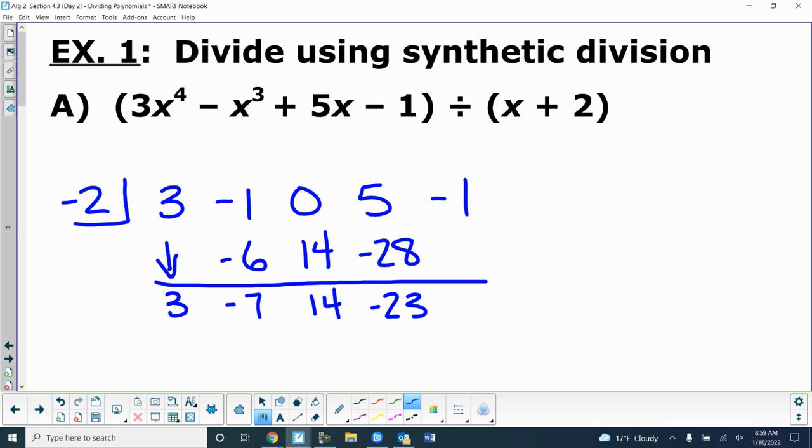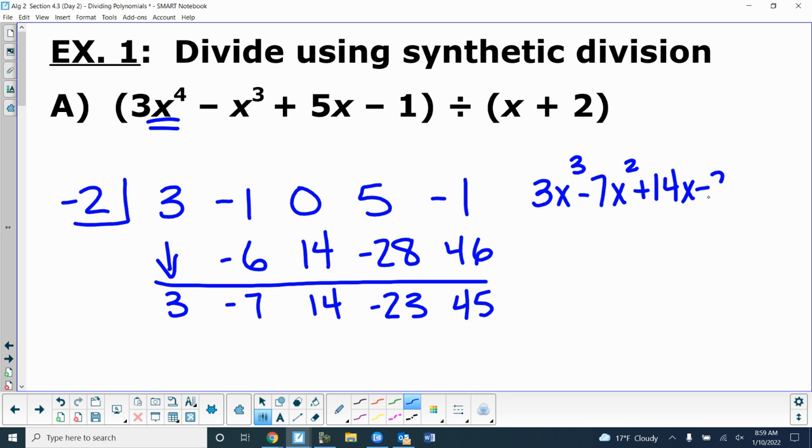Negative 2 times negative 23. Yep. All you gotta do is watch, right? It's positive 46. Negative 1 plus 46. 45. So what did we start out with? X to the fourth. So this 3 is 3x to the what? Third. Always one less in your answer when you write it. Got that, William? One less. So 3x to the third minus 7x squared plus 14x minus 23. And then that 45 is our remainder. So 45 over x plus 2.